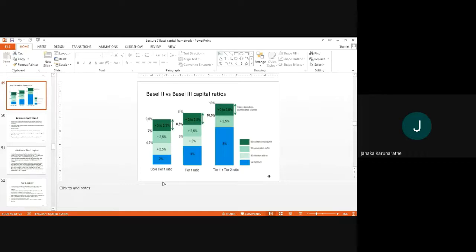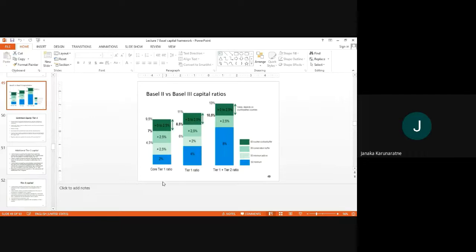Base value. What is the requirement? The normal requirement is 4.5%. Then we have the conservation buffer of 2.5%. 4.5 plus 2.5 means 7.